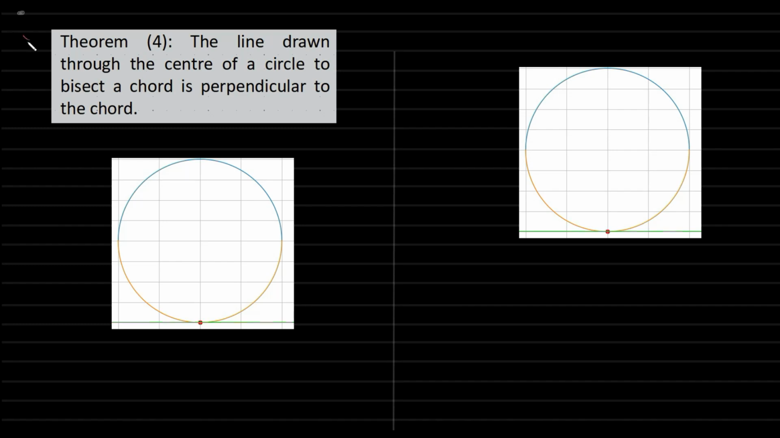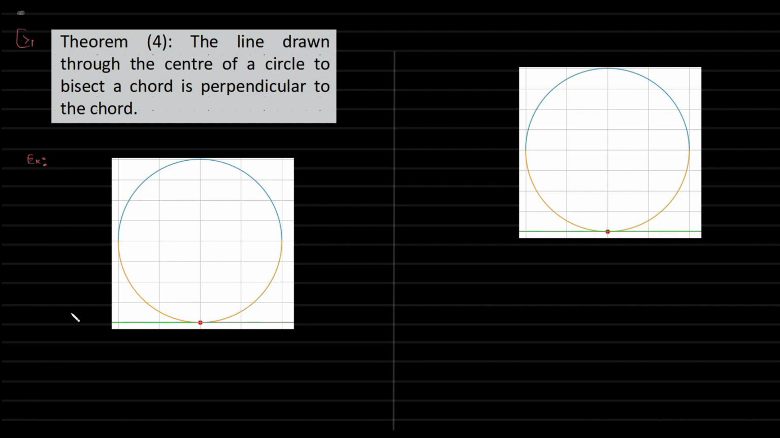A line drawn through the center of a circle to bisect a chord is perpendicular to the chord. I would like you guys to pause, think over what does this mean. Okay, I'll explain with an example now.